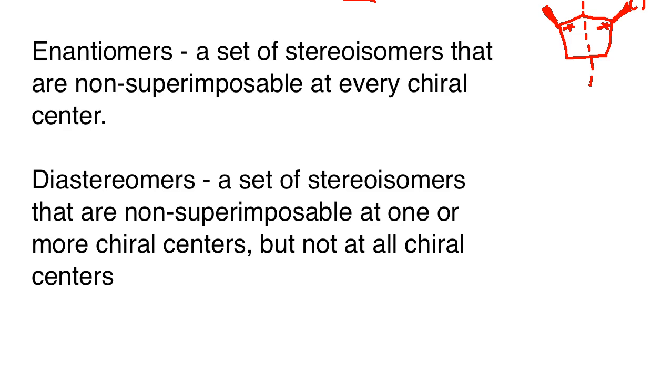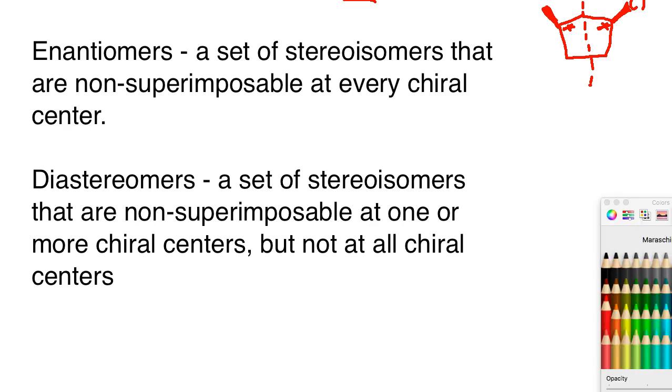Now, a diastereomer is a little bit more complex. It's a set of stereoisomers that are non-superimposable at one or more chiral centers. You at least have to have one, otherwise it's the same molecule, but not at all chiral centers, because if they were changed in their orientation at every chiral center, we climb back up to the definition of enantiomer. All right, so what does this mean? I'm going to draw a relatively simple example to help explain this.